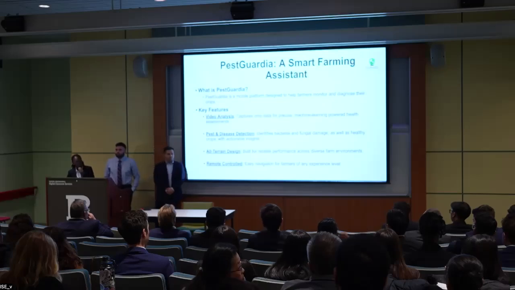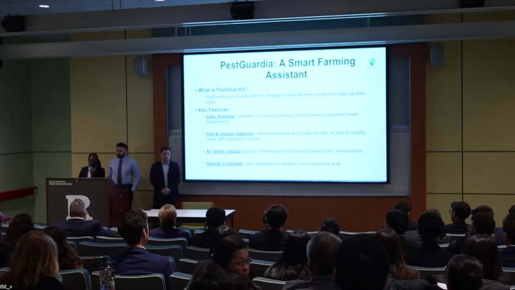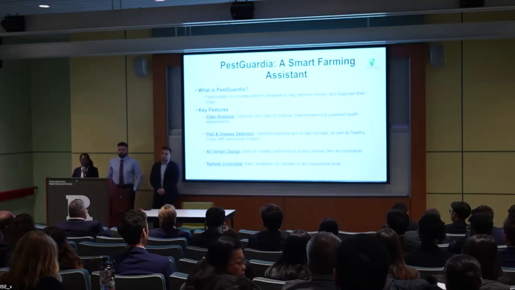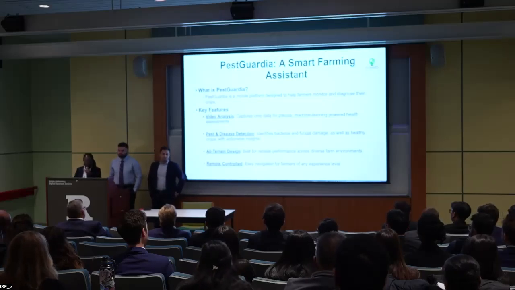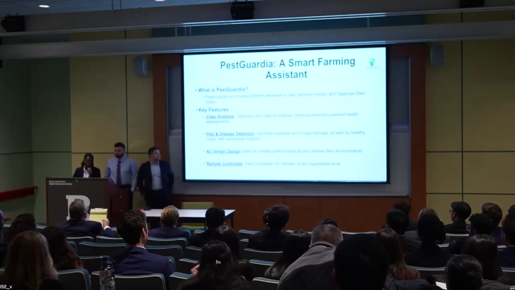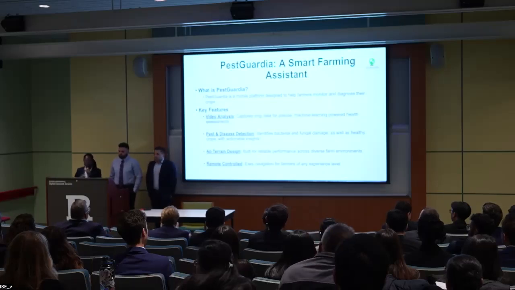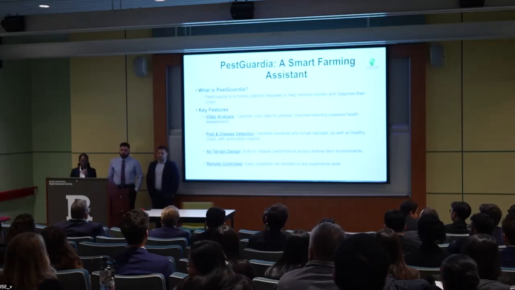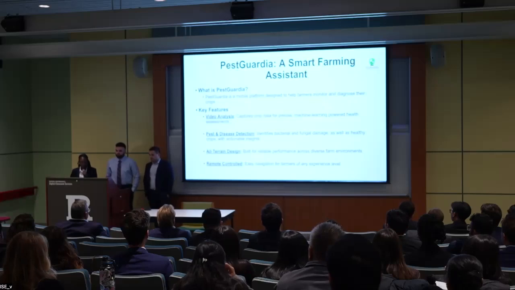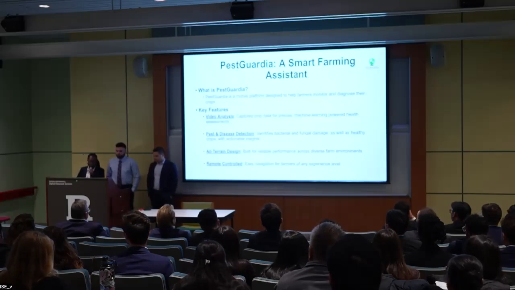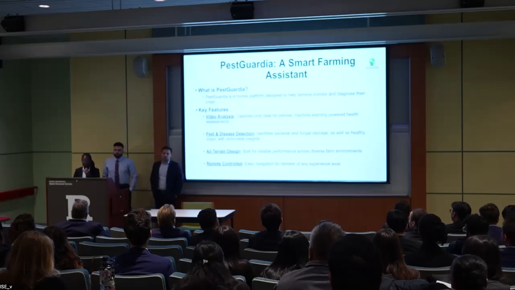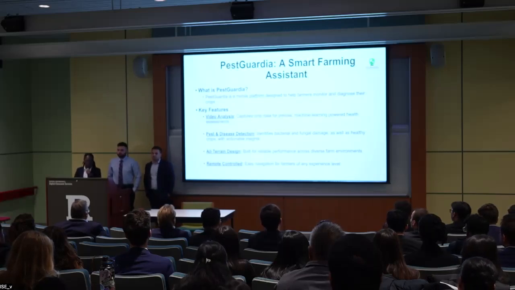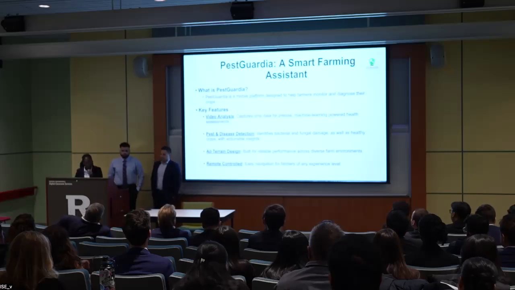So, what is Pescardia? Pescardia is not just a robot. It's a mobile platform designed to help farmers monitor and diagnose their crops. Some of the key features of Pescardia are video analysis. So essentially, Pescardia takes a video of your crops, it's run through our machine learning model, and then it is assessed once it's run through the model. Next, it offers pest and disease detection. So there are 3 main categories with Pescardia: bacterial, fungal, and healthy. And they all offer actionable insights depending on how your crop is categorized.